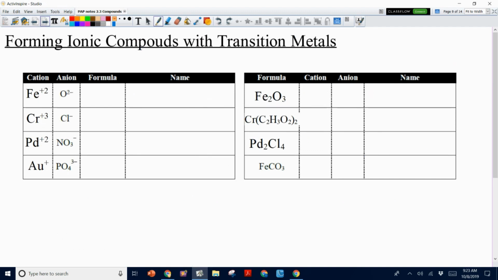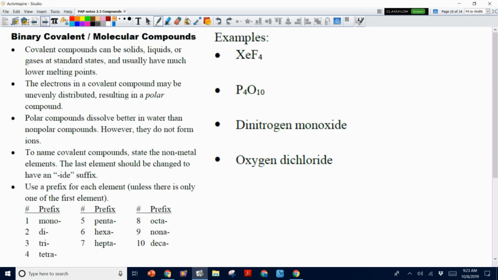All right, so forming ionic compounds with transition metals, that's what we just did. Okay, if you need practice on this, we'll do this chart in class and practice some more on this one. All right, so let's talk about naming covalent compounds. So pause and write this down, please.